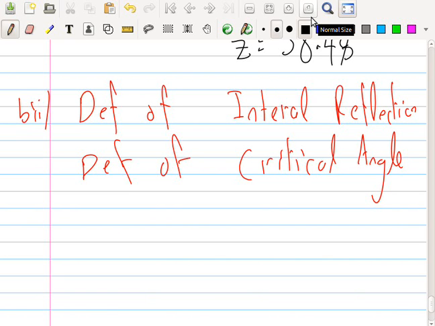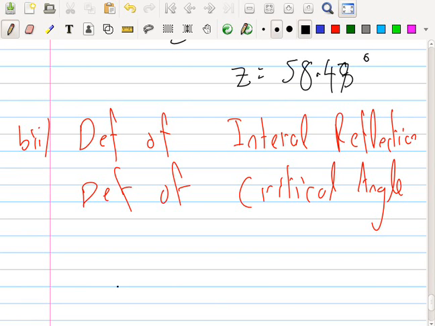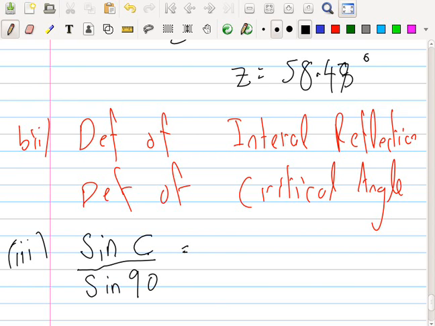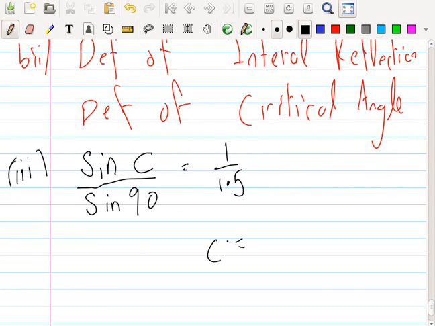Okay. What's part three now? Oh, the term the critical angle. Okay. So, like we said, sine i over sine r. What's the r here? 90. That equals sine i. Well, what's the name of the i here? It's the angle you want. It's the critical angle. So sine C over sine 90 equals 1 over 1.5. Can you tell me what the C is, please? What is it? 41.8. Okay.